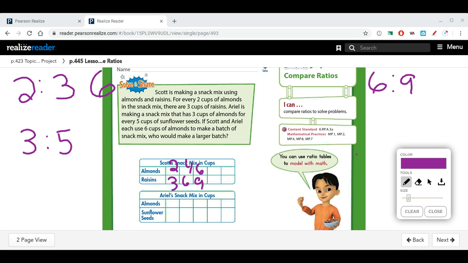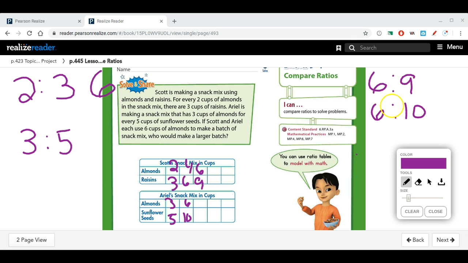Okay, let's go and take a look at Ariel's. So if she's got 3 cups of almonds, she's got 5 cups of sunflower seeds. And then when she's got 6 cups of almonds, she's got 10 cups of sunflower seeds. So her ratio is going to be 6 to 10. And so what we're going to look at is who is going to make a larger batch of snack mix.